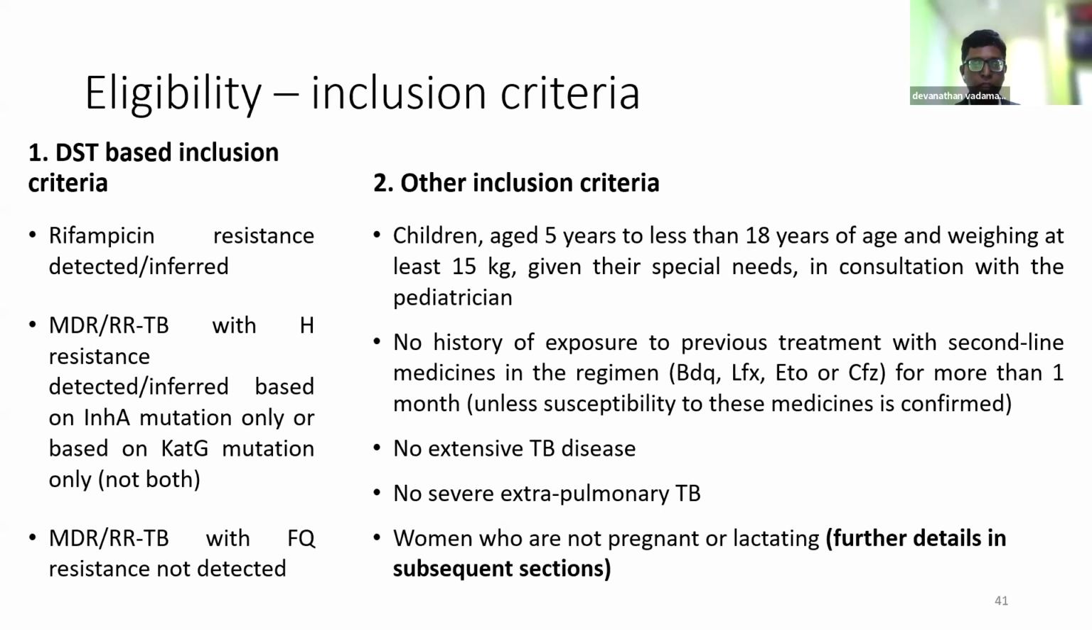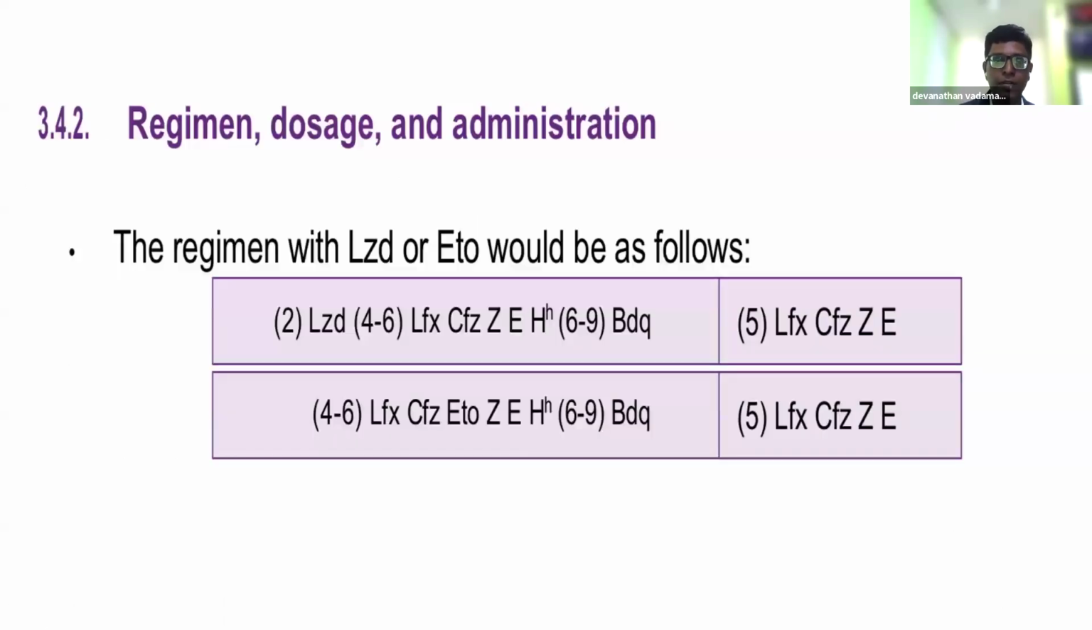Severe extrapulmonary TB such as CNS and bone TB, we cannot give. If it's fluoroquinolone resistant, we cannot give. And if it's resistant to both the genes in isoniazid, we cannot give. If it's only resistant to rifampicin and resistant to one gene in isoniazid, we can give this regimen. This is a shorter MDR regimen. It's an 11 months regimen.